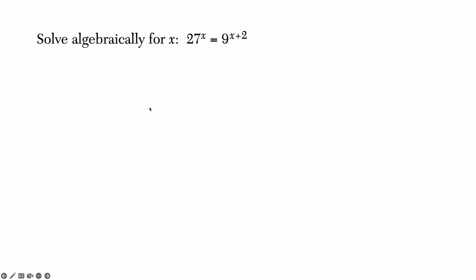Next up, solve algebraically. Very important when you do this that you get a common base. Okay, so my common base is 3. 27 is 3 to the third. 9 is 3 squared. When I raise a power to a power, I multiply, so that's 3 to the 3x and 3 to the 2x plus 4. Once I establish that the bases are the same, then the exponents have to be the same. So 3x is 2x plus 4, x is equal to 4, subtracting the 2x from both sides.